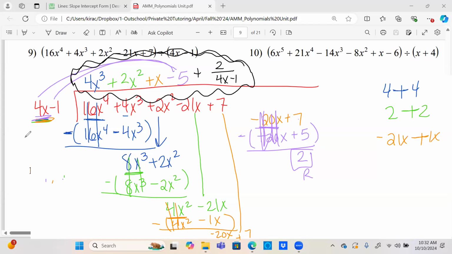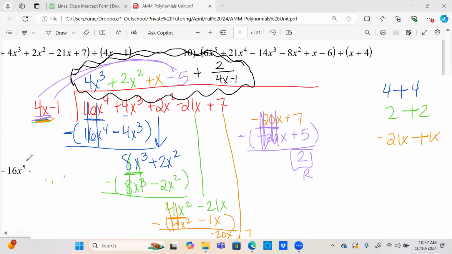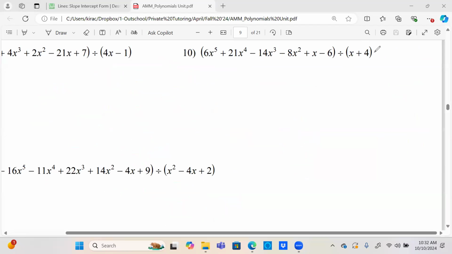10, I believe, is the only one on this side of the paper that we can do synthetic. And why can we? Because this is a 1 and this is a 1. So yay, no long division here, though you could. Let's just set this equal to 0. So x is negative 4. There's our timeout or our box number. And take your coefficients. So 6, 21, negative 14, negative 8, invisible 1, and negative 6.